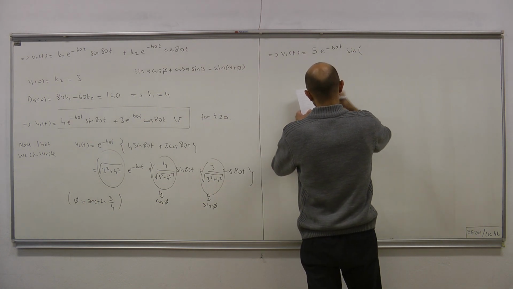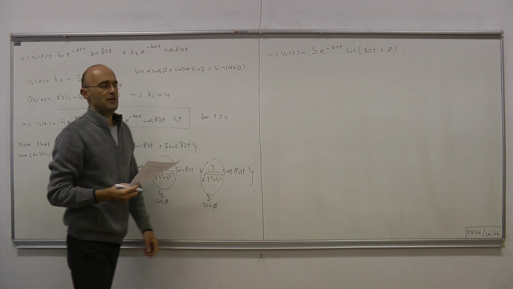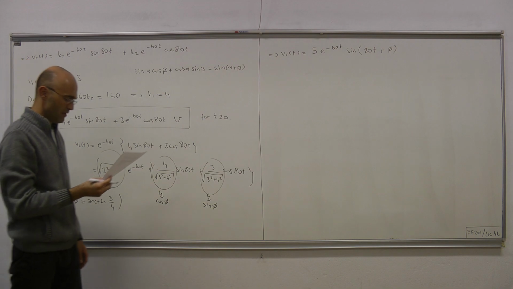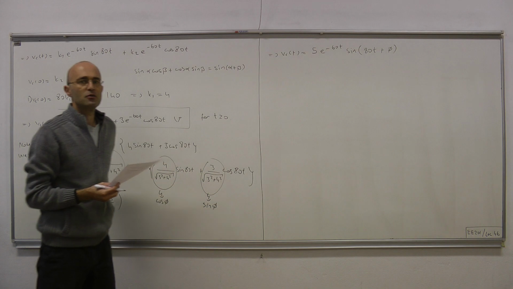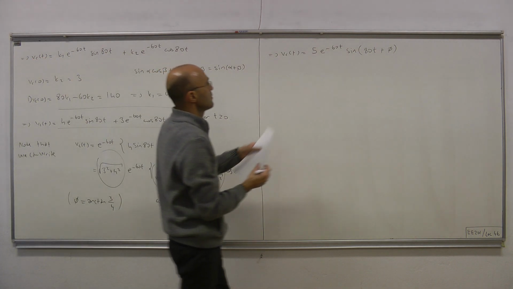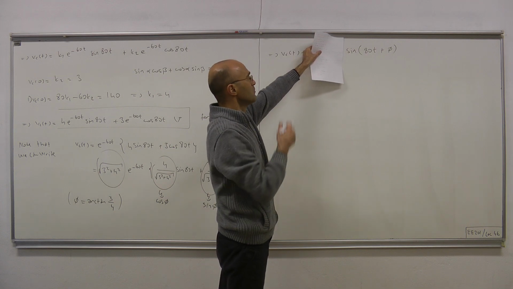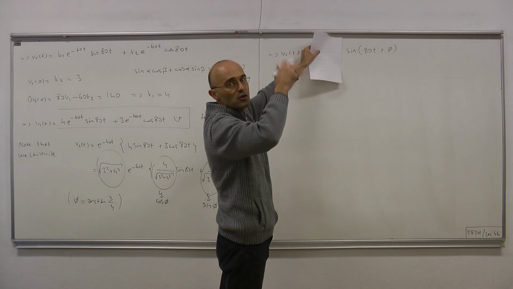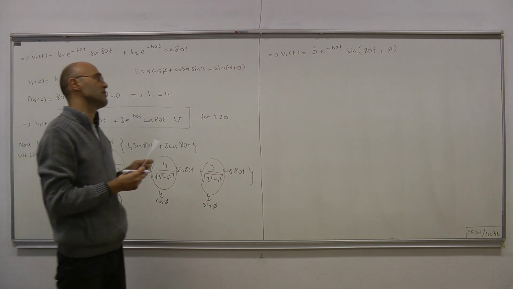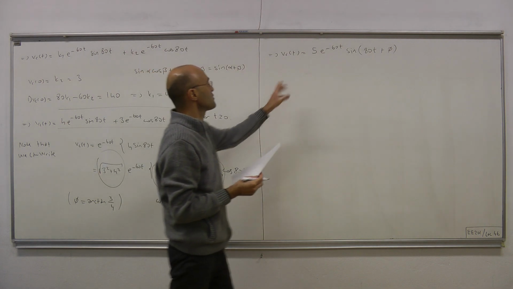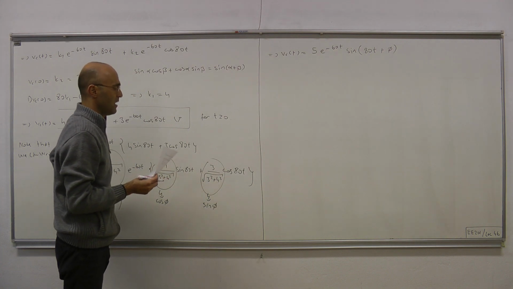sine of 80t plus arctangent 0.75. Now this is easier to interpret or visualize. First we have a sine term, and what we know about that is that it's always between plus and minus 1. Its magnitude is never larger than 1 because it's a sine function. And then that's multiplied by this term, which decays as time goes on.